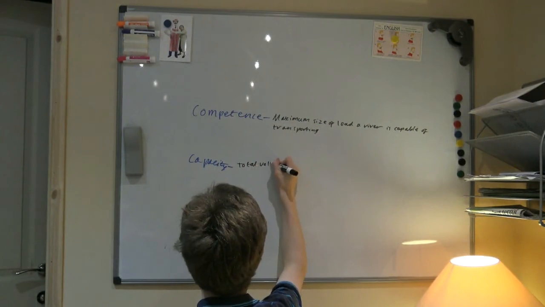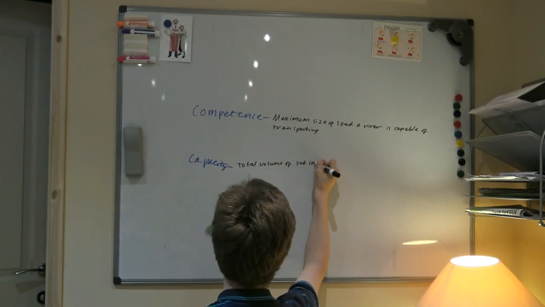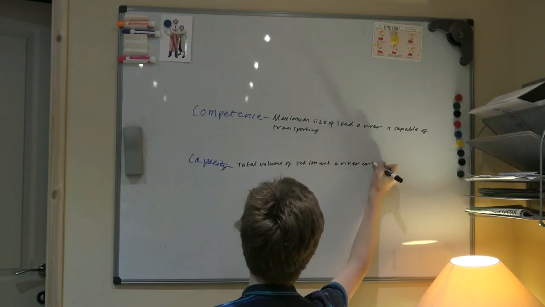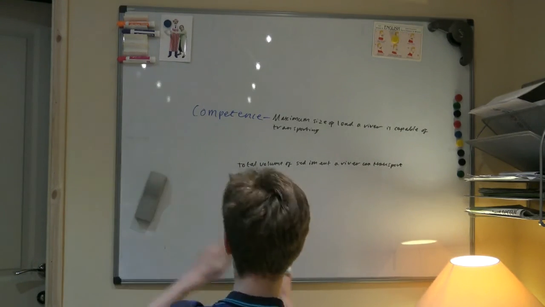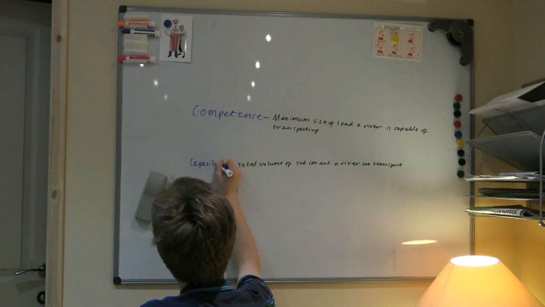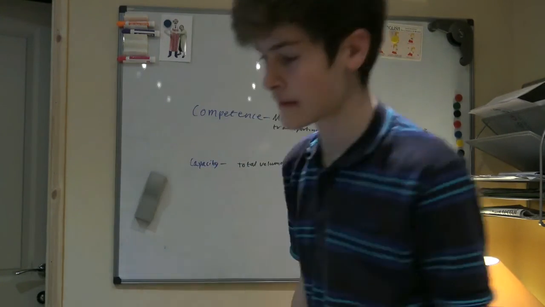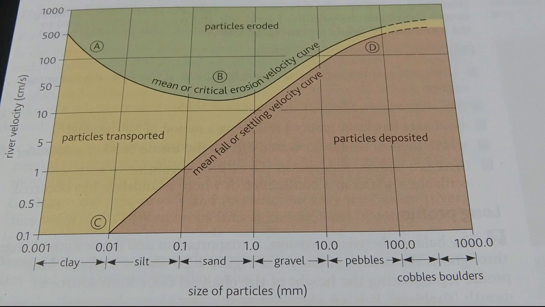This is because when there is a low velocity, only fine particles are transported, whereas at high velocity, larger rocks are transported. The Hjulstrom curve illustrates the relationship between velocity and competence. It shows the velocities at which sediment will normally be eroded, transported, or deposited.